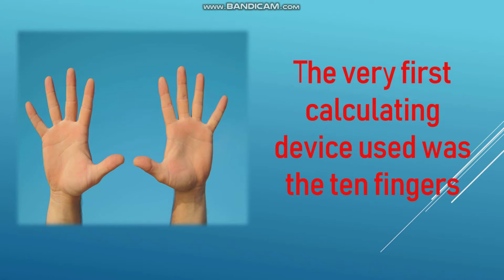Let us take a look at the history of computers that we know today. The very first calculating device used was the 10 fingers of man's hands. This, in fact, is why today we count in tens and multiples of tens.